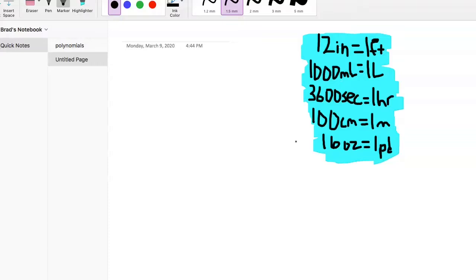Okay. 3,600 seconds in an hour. Again, you might not know that, but I think you could probably figure it out, right? If you know that there's 60 seconds in a minute and 60 minutes in an hour, all I did there is multiply 60 times 60 to get 3,600 seconds in an hour. But either way, it's nice to know because it's going to come up in a question here in a second.